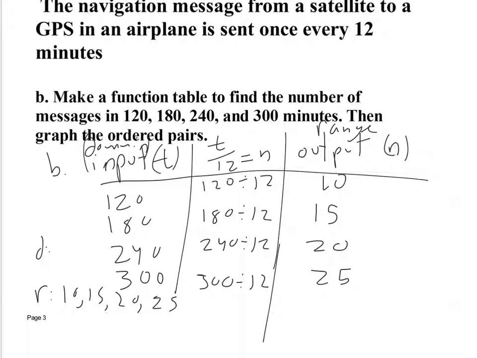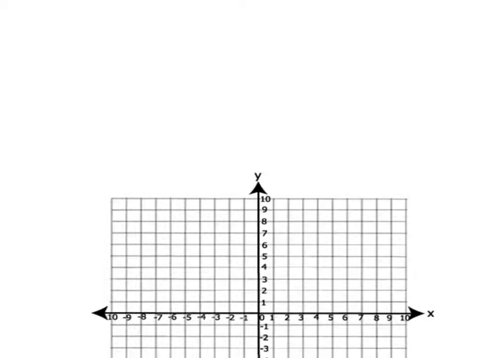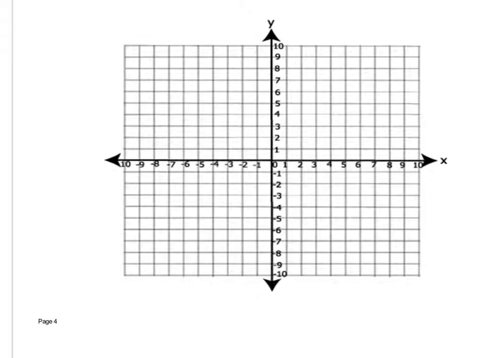Okay? I don't care if you do this or if you do that. I would do that since you already have to make a function table. Any questions? Now, let's graph these ordered pairs. I'm not going to make you show this in your notes because it's already in the book. So I just want you to pay attention and follow along as I do this.